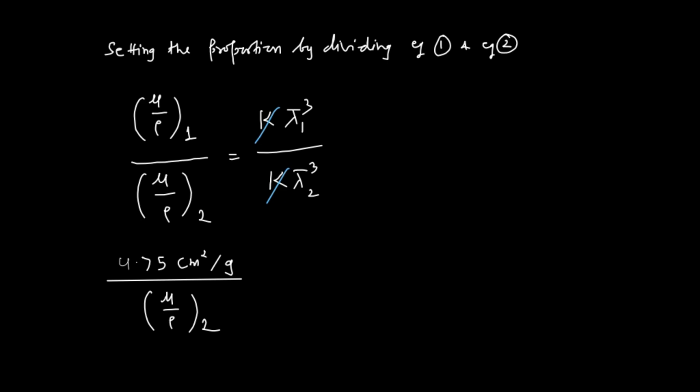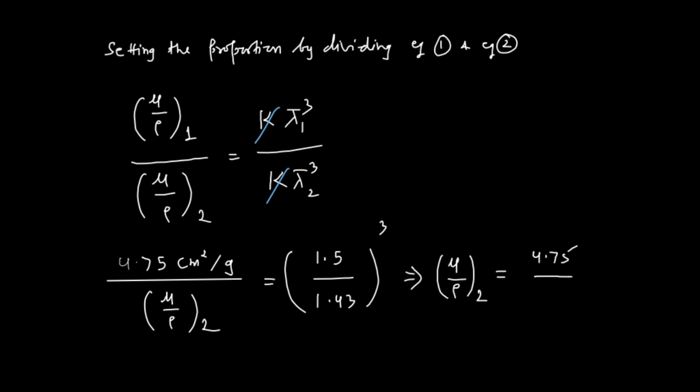This is the way of solving the problem. Not the only way, but a way of solving the problem. Okay. For copper, the wavelength is given 1.5, and for the zinc, this wavelength is given 1.43, and you need to take the cube of this one, right? And then you can solve this particular expression. If you solve this one, this will give you 4.11 centimeter square per gram.